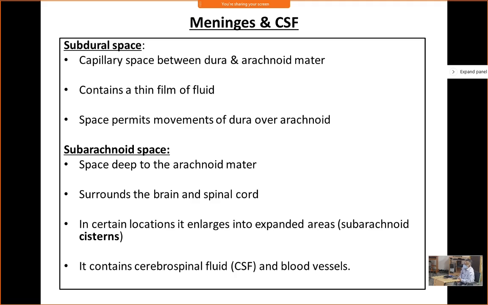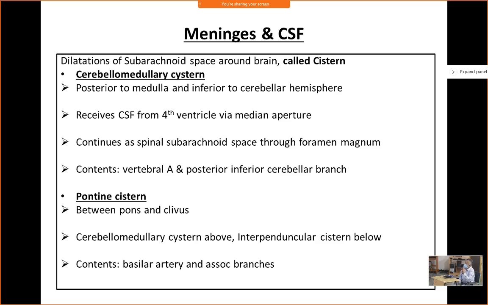Then the subarachnoid space, that is the space deep to the arachnoid mater, between the arachnoid and the pia mater, which surrounds the brain as well as the spinal cord, where our CSF is present. In certain areas, this subarachnoid space gets dilated, and these are known as subarachnoid cisterns. It may come as a short note, and also as a long question, because subarachnoid cistern will be in a different class. It contains CSF as well as blood vessels.